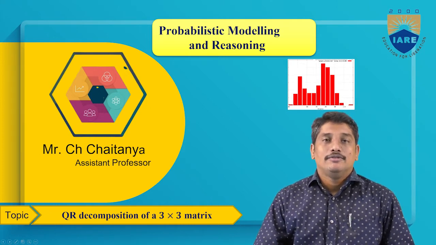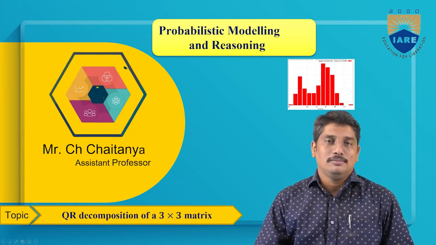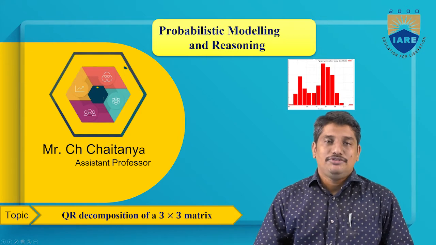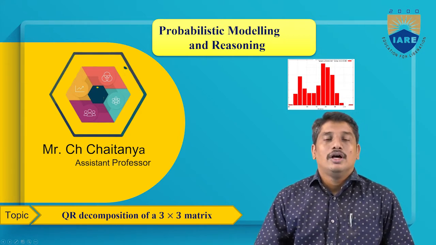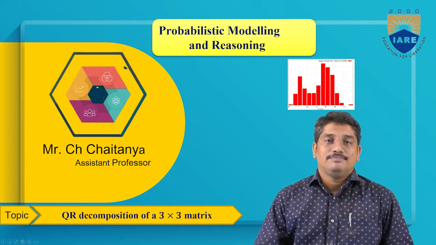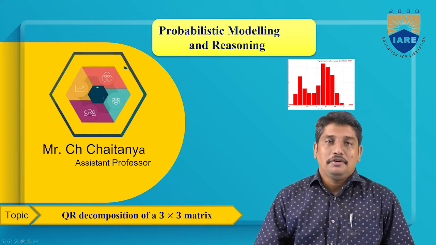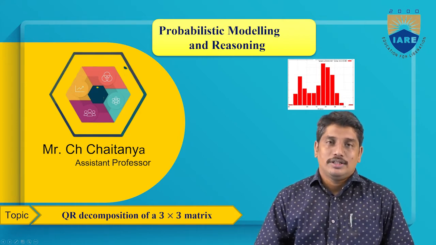We have a subject, probabilistic modeling and reasoning, as a part of the curriculum of the third semester Artificial Intelligence and Machine Learning course. In that course, we are discussing the concepts of Module 1 titled Principal Component Analysis. In the last lecture, we were introduced to QR factorization, meaning what is QR factorization of a given matrix.